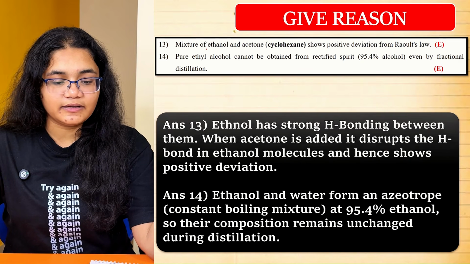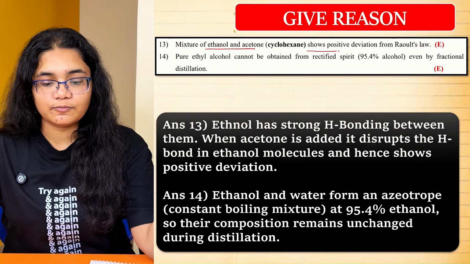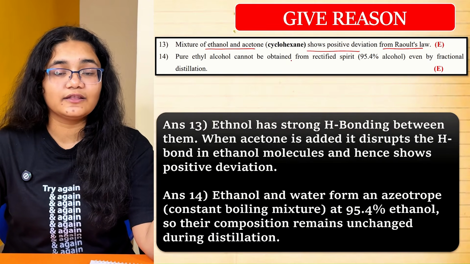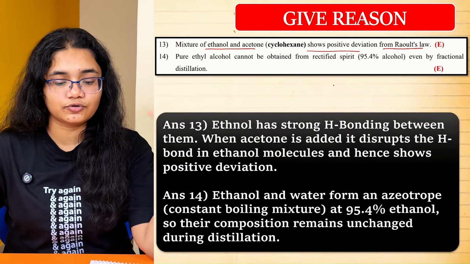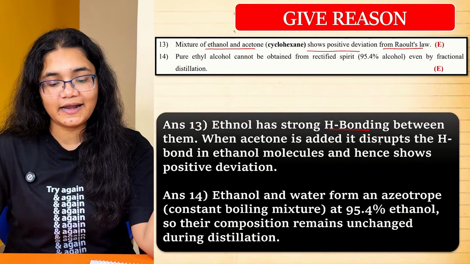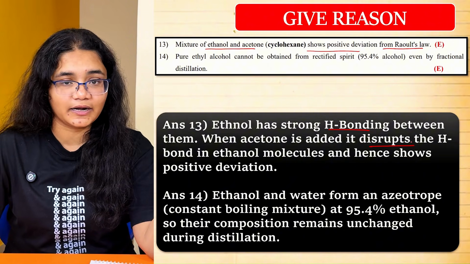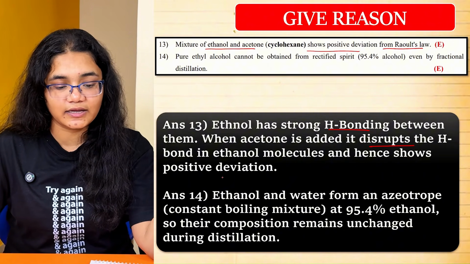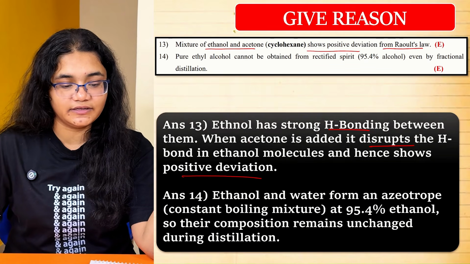Next, the 13th one: a mixture of ethanol and acetone shows positive deviation from Raoult's law. Ethanol has strong hydrogen bonding, but when you add acetone, the hydrogen bonding is disrupted. So now the interactions have become weaker, and that is why it shows a positive deviation.